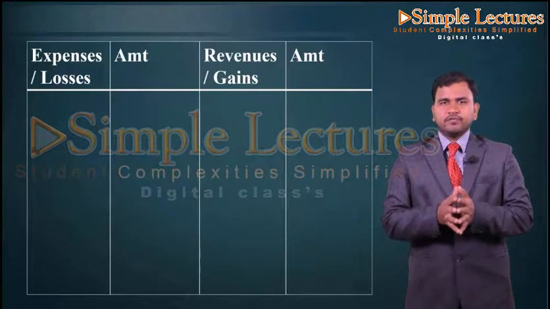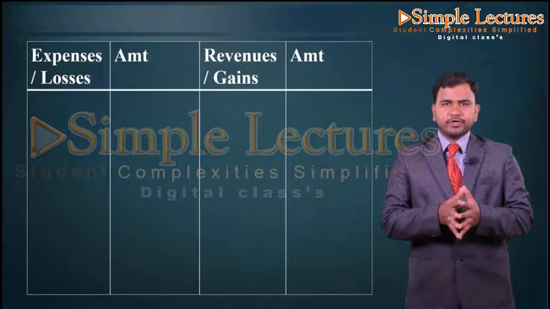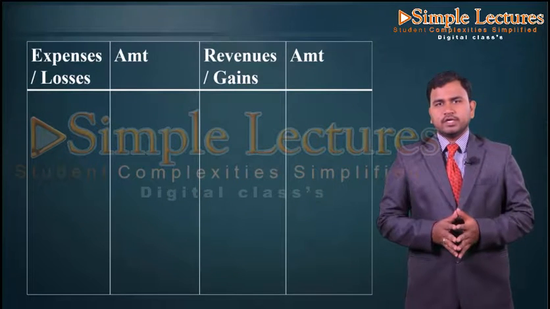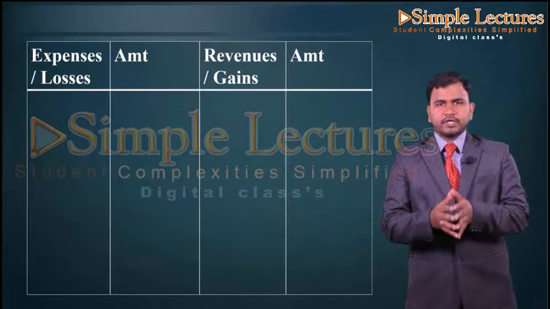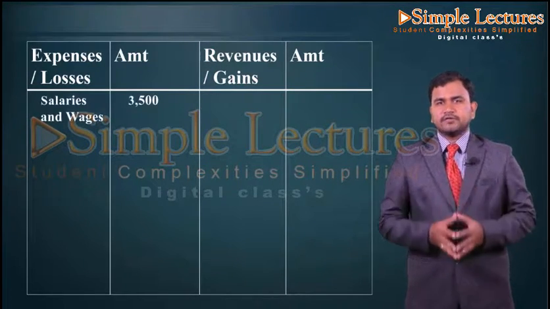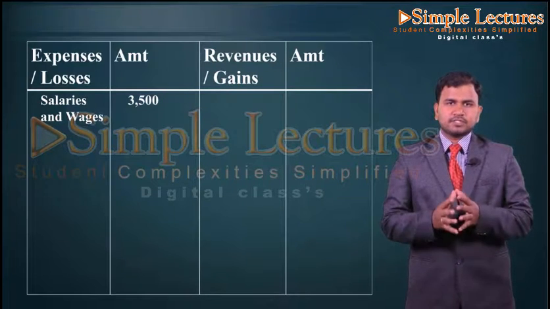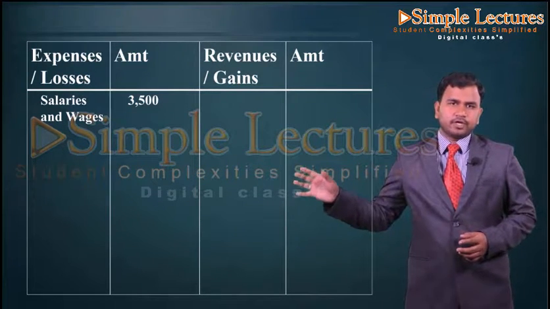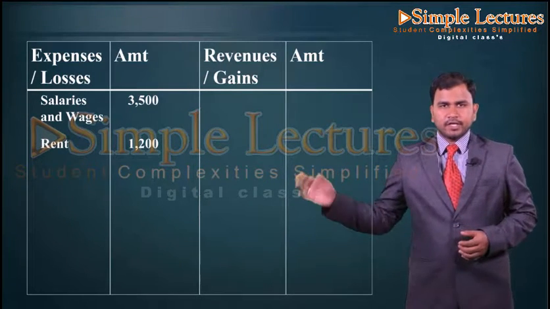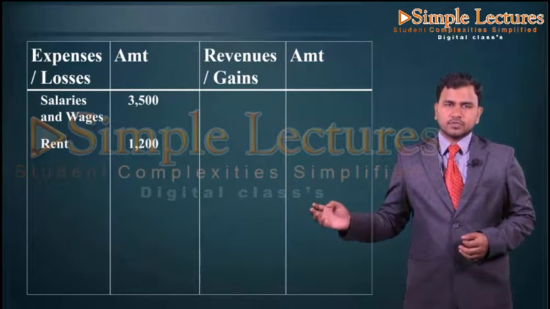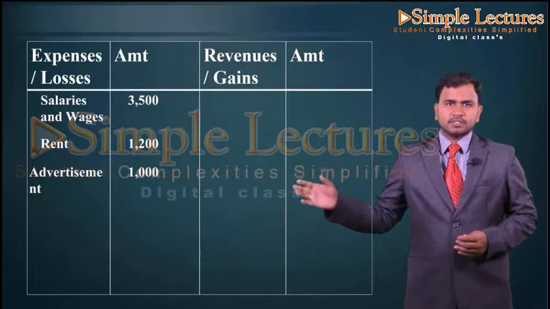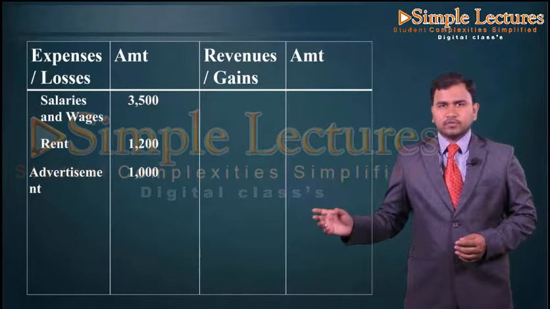Coming to the question, again we have some leftover entries which we are going to record in the profit and loss account, because those are the indirect expenses which were incurred in the organization. So we have salaries and wages, which is 3,500, which is an expense again, which will be recorded in the debit side. Then we have rent 1,200, again in the debit side, rent 1,200. Then we have advertisement 1,000, again an expense in the debit side, advertisement 1,000.